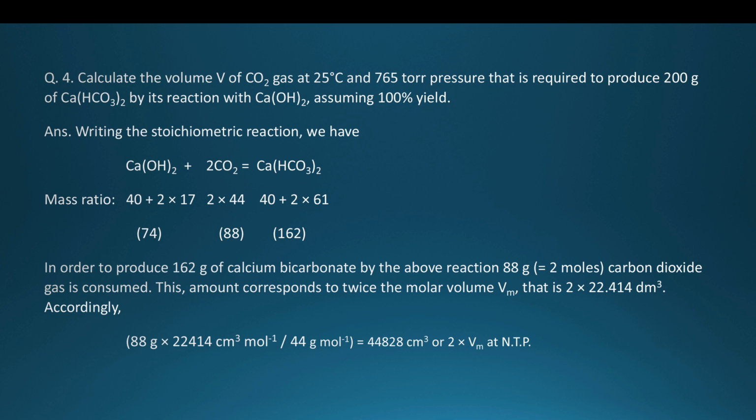We add up the weights of fractions. So calcium hydroxide 74, 2CO2 88, calcium bicarbonate 160. The calculation reads like that: 88 gram multiplied by 22,414 cubic centimeter per mole, divide by 44, and we get volume at NTP, volume of CO2.